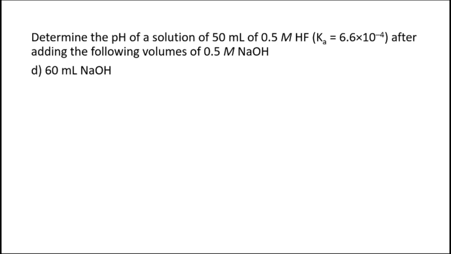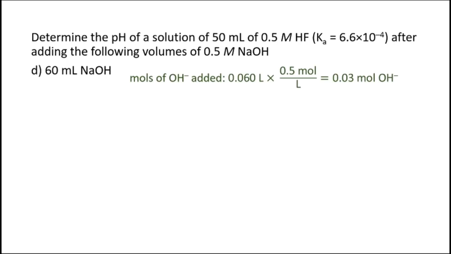And so here we need to figure out how much hydroxide was actually added and figure out how much of that hydroxide was reacted to figure out how much hydroxide is going to be in excess. Using the 60 milliliters of our sodium hydroxide and the 0.5 molarity sodium hydroxide, I can tell you that I have 0.03 moles of hydroxide ions that are being added.